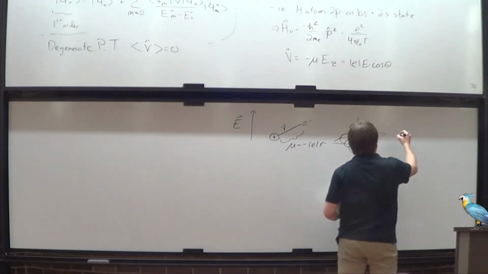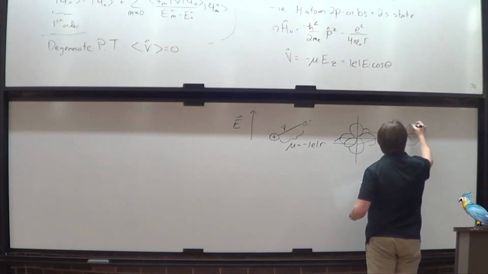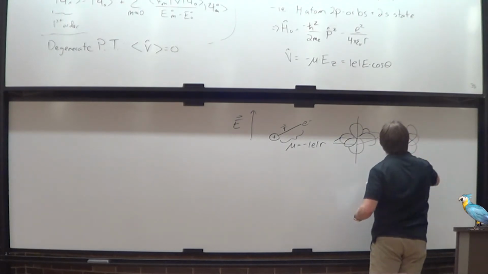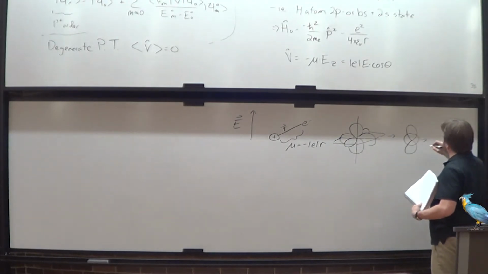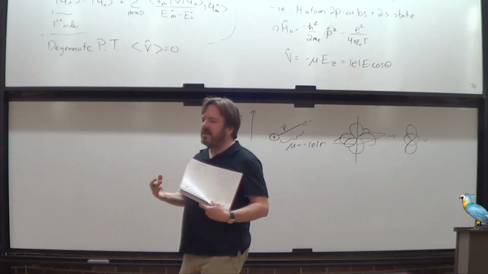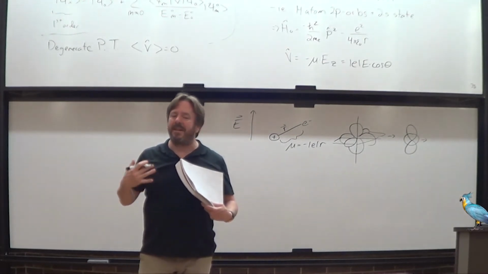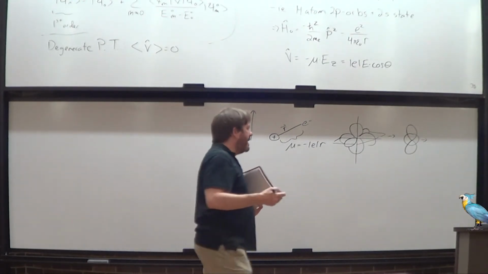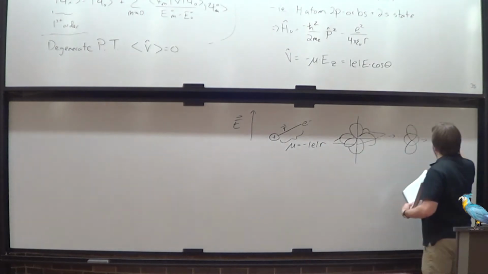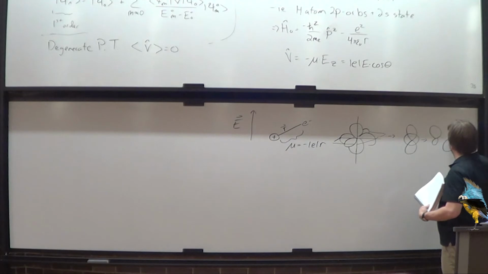Okay, now what I expect to happen is that I'm going to get an admixture of the S state. And another thing you should carry around in your head is if I start with two states, a 2S and a 2PZ, I need to end with two states. So basically, it's classic hybridization. Right, so this is what you're going to get.